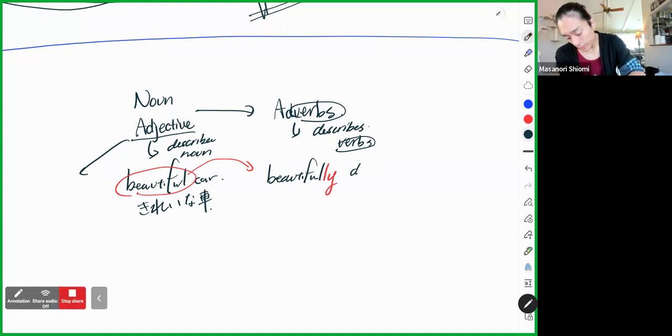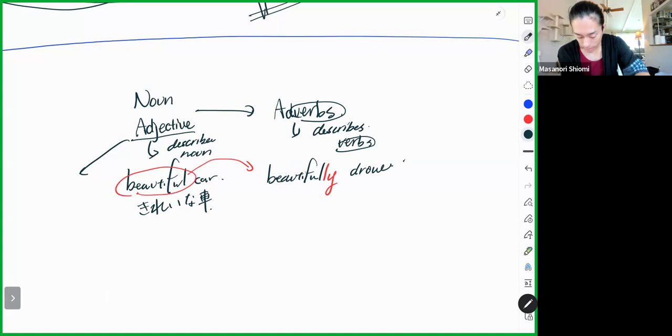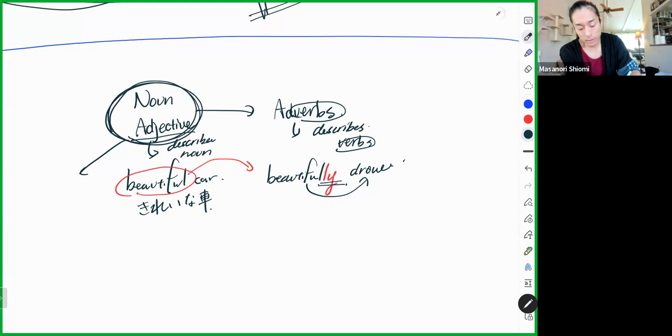I beautifully drove. I beautifully slept. I beautifully wrote a letter. Whatever. In English, in this case, by adding ly, usually to an adjective, we can change it to adverb so that we can connect to a verb, right? Now we get to learn how to change nouns or adjectives to adverbs in Japanese. Let's cover that.